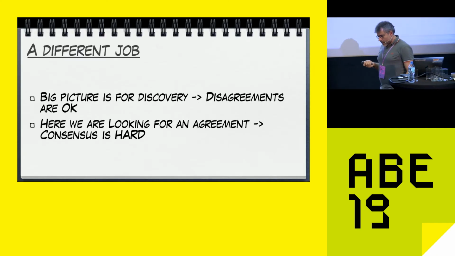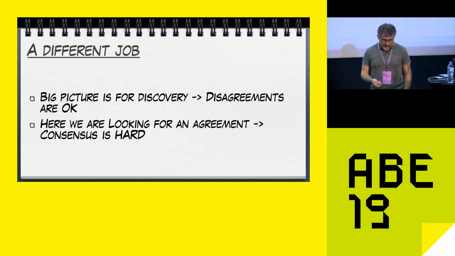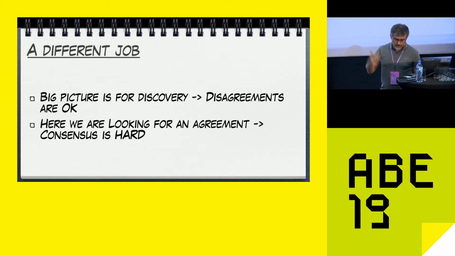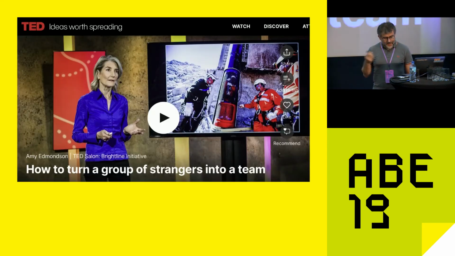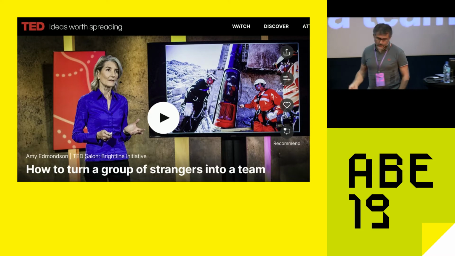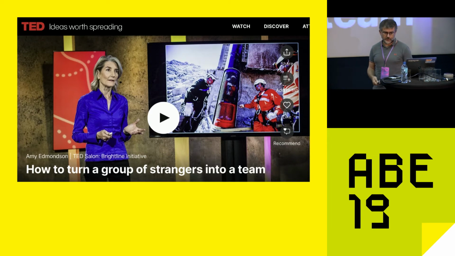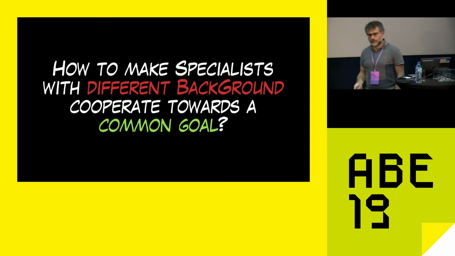The thing is, the big picture exploration worked okay, and I could facilitate with more than 30 people if necessary, because I'm not looking for consensus. I'm looking for a snapshot of the current disagreements along the way. So everything is fine, but reaching for agreement, that's a completely different job. And this is where the ideas from Amy Edmondson actually turn out really interesting. Because the challenge turns out really, really similar. Like, how do I get specialists with different backgrounds cooperate towards a common goal?